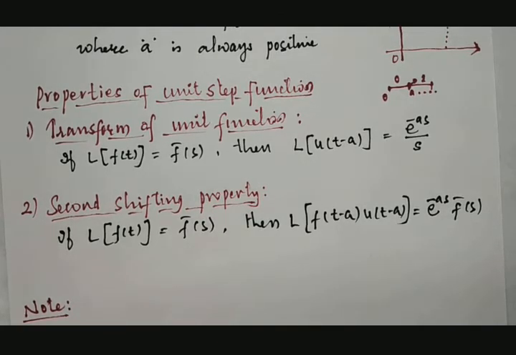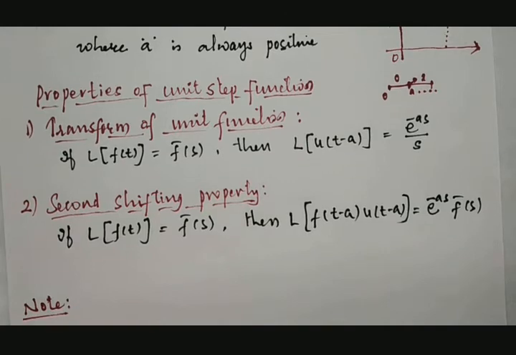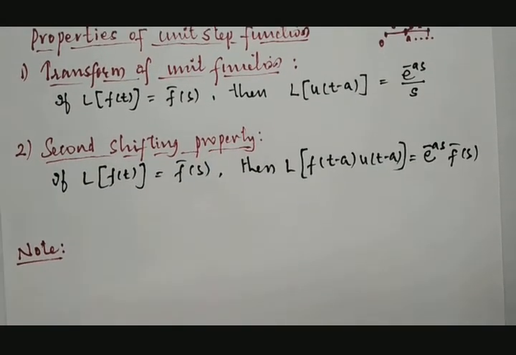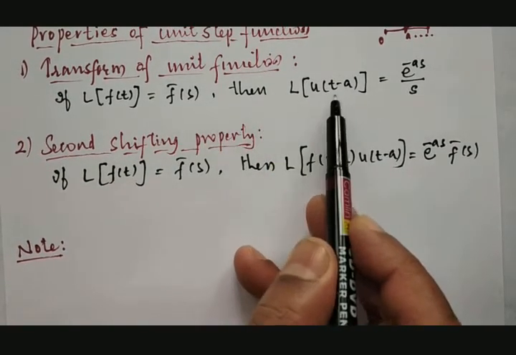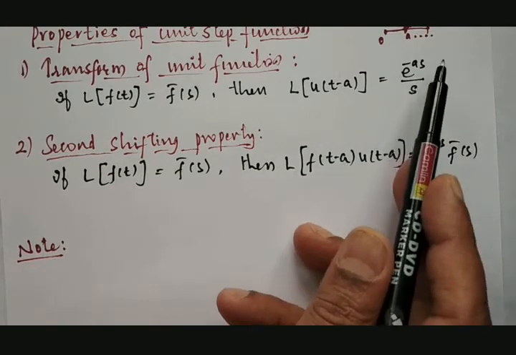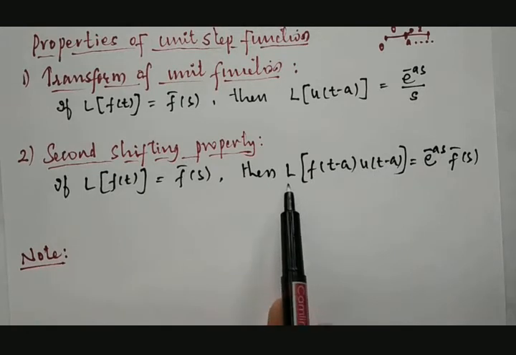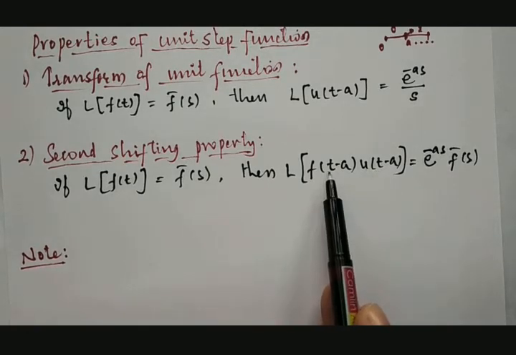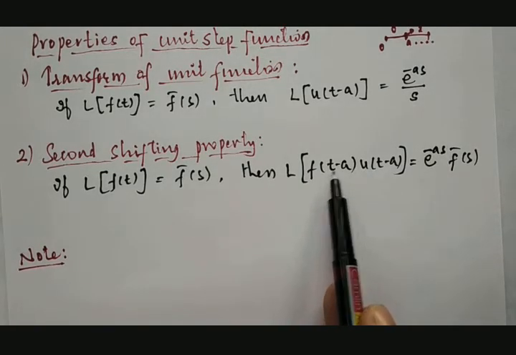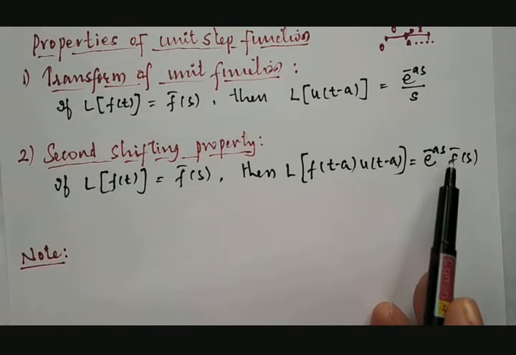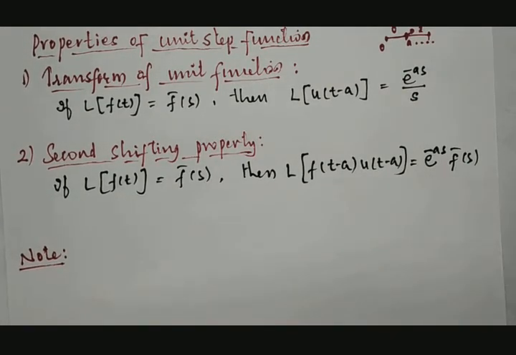Then we need to understand a few notes here. There are two properties now. One says the Laplace transformation of the unit step function is e raised to minus as divided by s. Another says the Laplace transformation of the unit step function along with a multiple of another function is equal to e raised to minus as divided by a bar of s. Fine. Then there is a note.